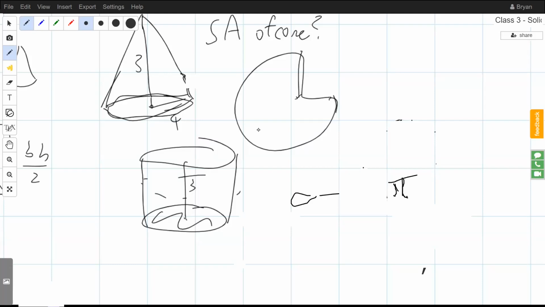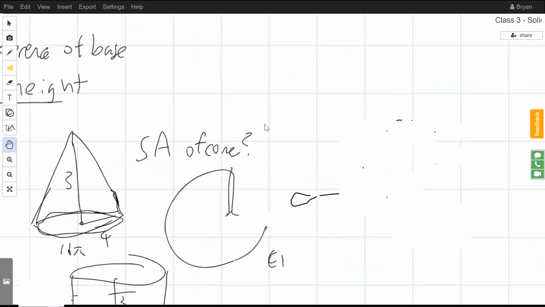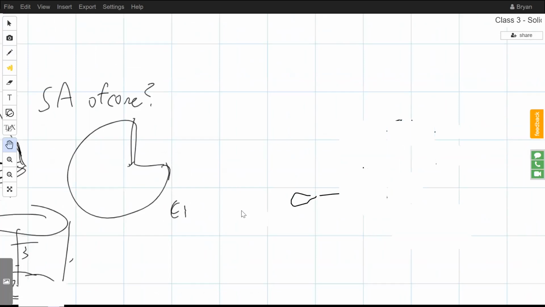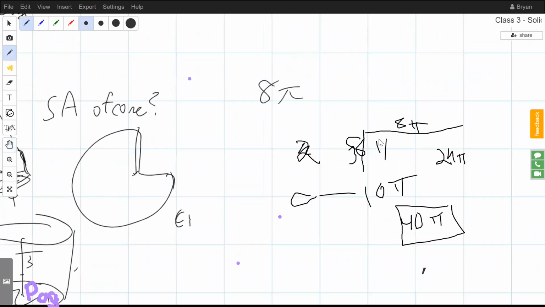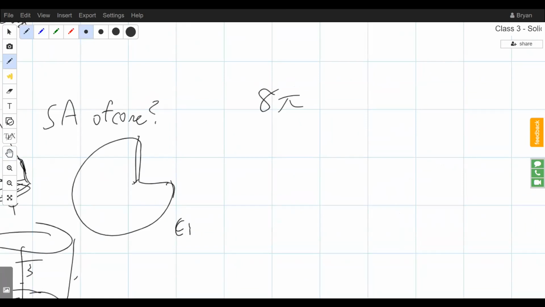So anyway, circle. And we know that the circumference of the base, you erase that part, okay. The circumference would just simply be 8 pi, right? And we know the slant height is 5.